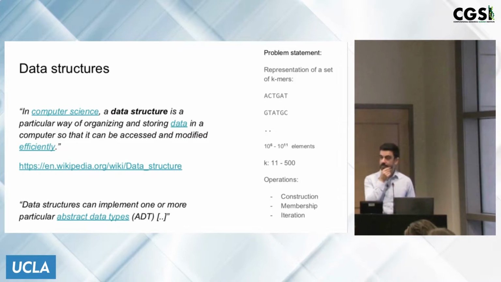So this is a very elementary slide that defines what the data structure is, but I think it's still useful to have this refresher. If you go to Wikipedia, a data structure is a way of storing data. It can be accessed, modified, and some operations on it efficiently. And what's more interesting and maybe more intriguing is the last sentence, which is that a data structure can implement one or more particular abstract data types.